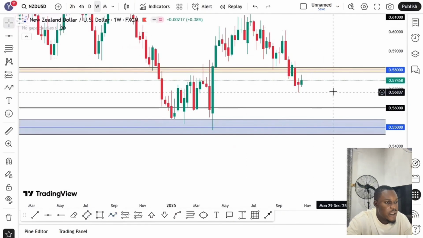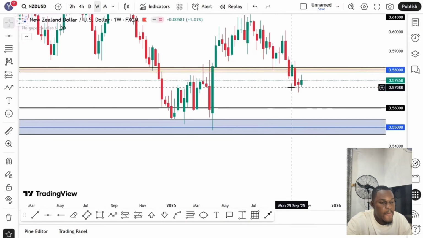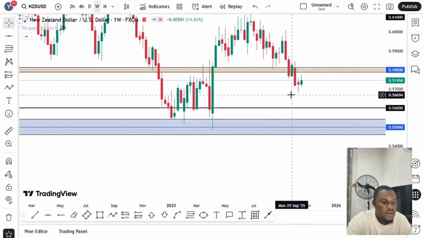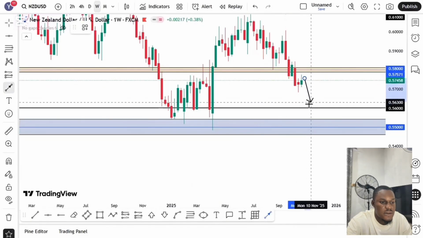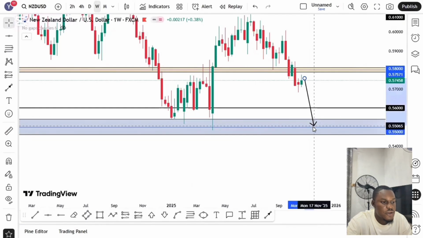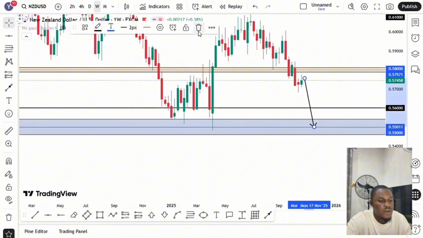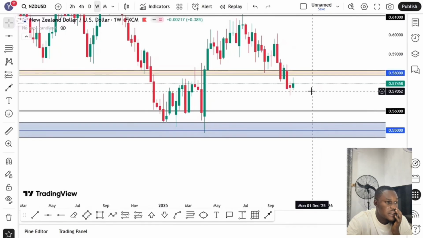So the main thing to take here is that we have broken below this minor level, which means the market is expected to fall to this level, or this major level right here. So now, how do I trade this market at the moment?